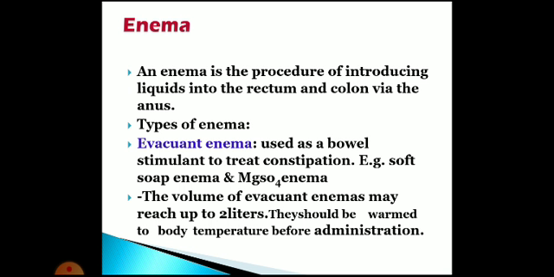Enema is a procedure of introducing liquid into the rectum and colon via the anus. The first type of enema is called evacuant enema. The evacuant enema is used as a bowel stimulant to treat constipation. Examples of the evacuant enema are soft soap enema or magnesium sulfate enema. The dose or volume of evacuant enema is up to 2 liters. They should be warmed to body temperature before the administration.